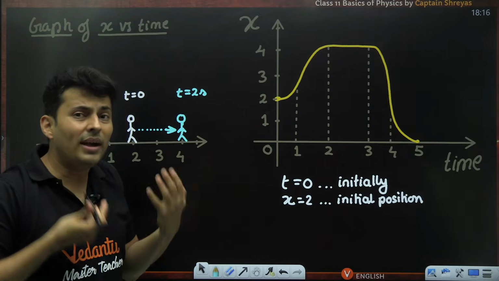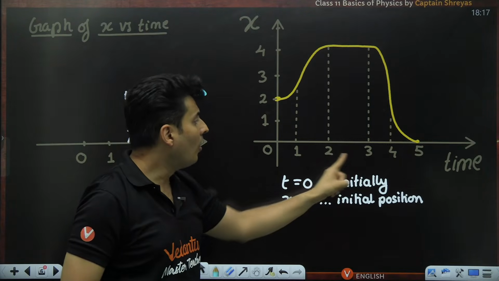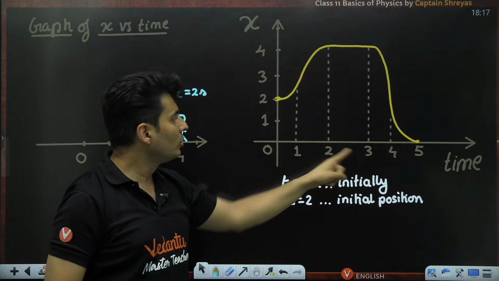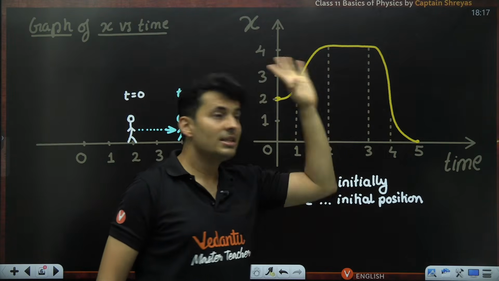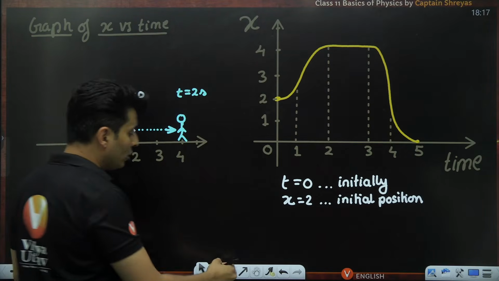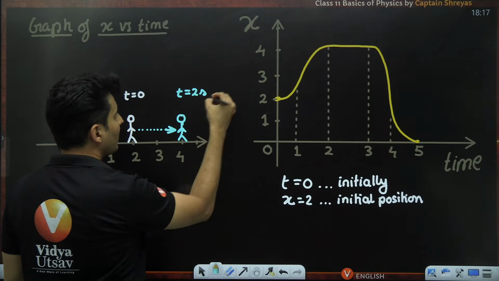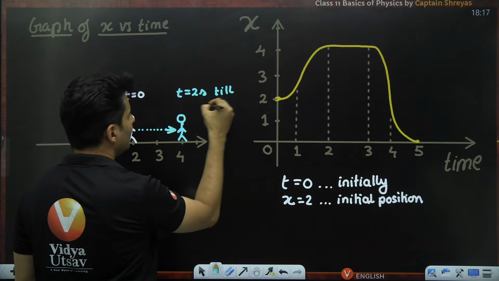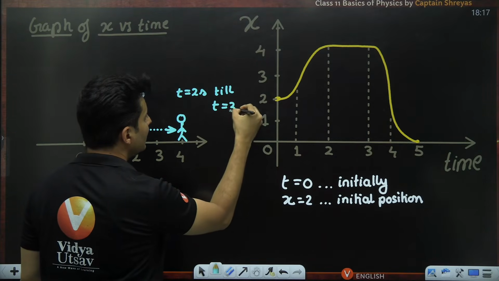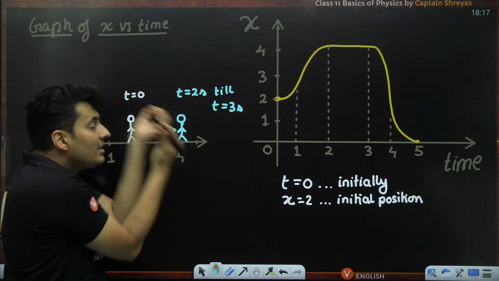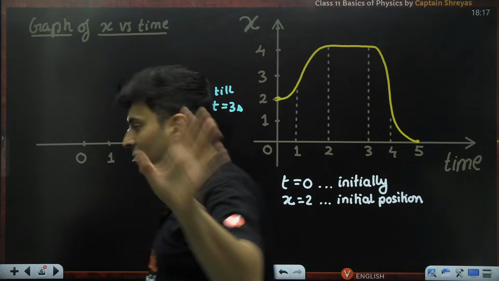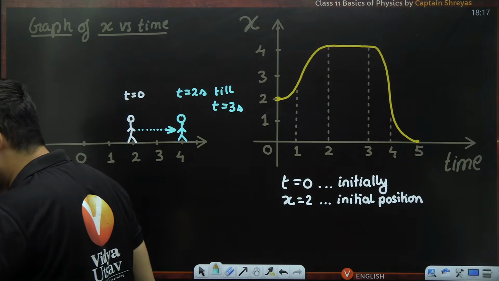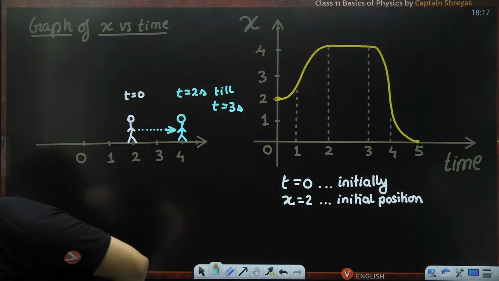But then what did he do after 2 seconds? Oh my God, he stood there like a donkey. From 2 to 3, x was the same. It was 4, 4, 4, 4, 4 till 3 seconds. So from 2 seconds till t is equal to 3 seconds, that person was there. The person didn't move. He was stationary over there. Yes or no? Very good. All right. Perfect. Now what?